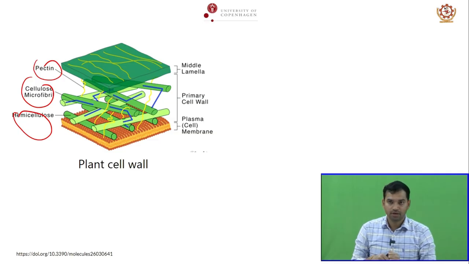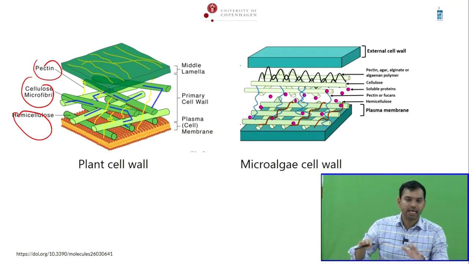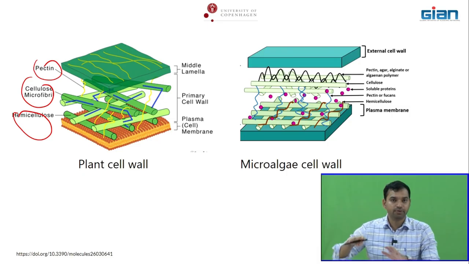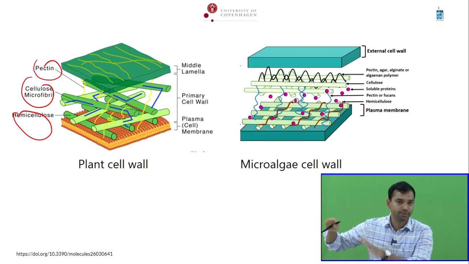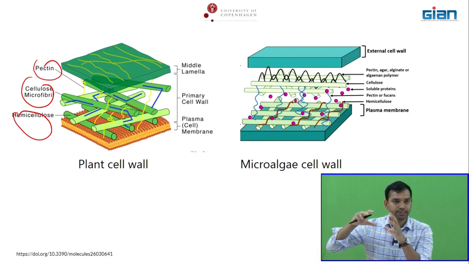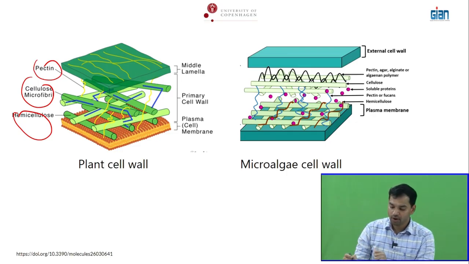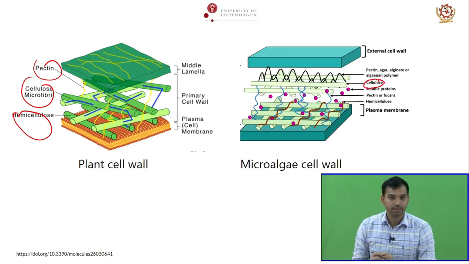Make sense? Good. Now, if you look at one example of a microalgal cell wall, it's very complex. It varies from species to species, family to family. Just to give a generic cell wall structure here, they also contain cellulose, okay? They sometimes also contain pectin and other things.